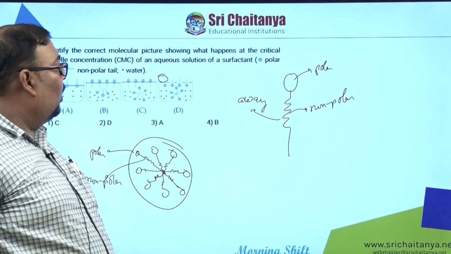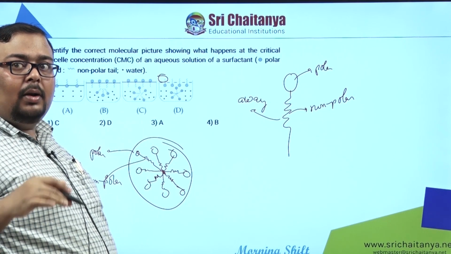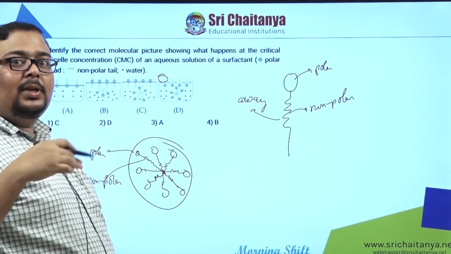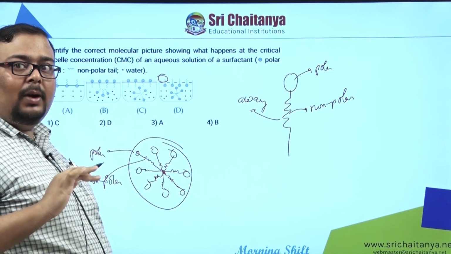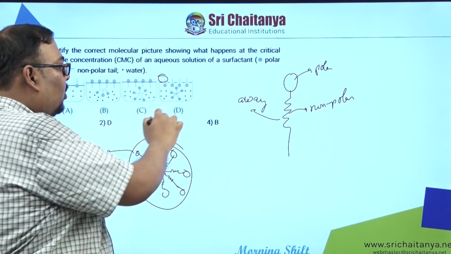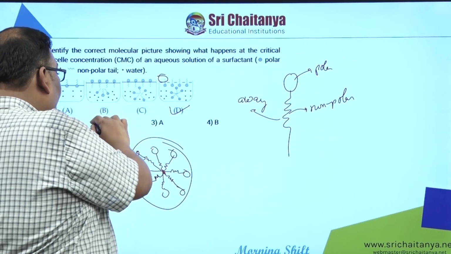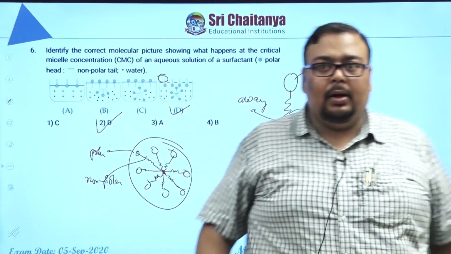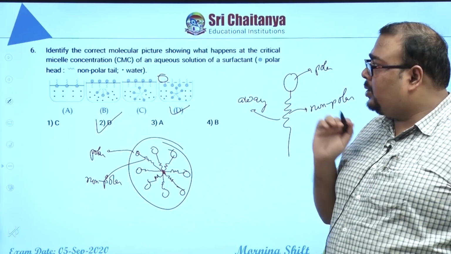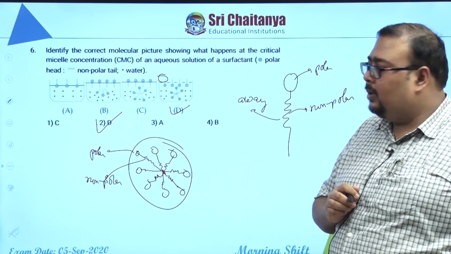In option D, the non-polar part is facing away from the solvent molecules. So the correct answer should be this one. D corresponds to option number 2. So that is the correct answer, and this concludes our question number 6.